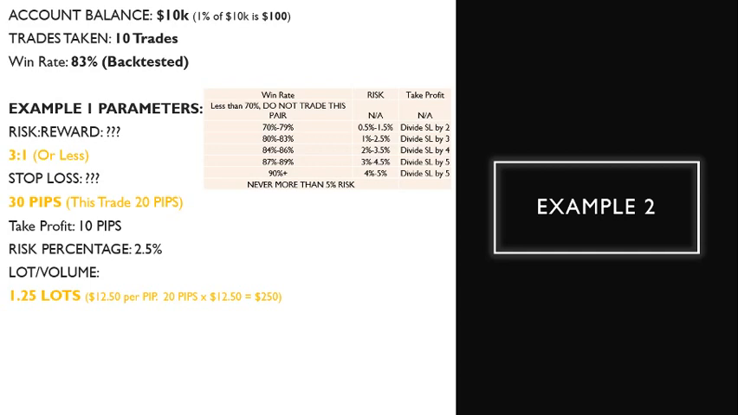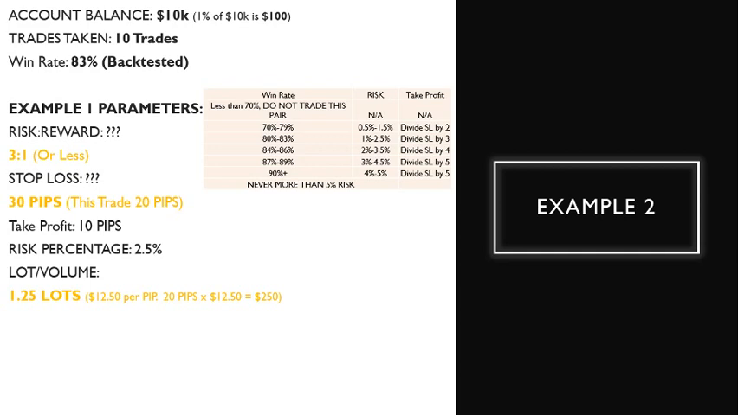125, because it's 2 to 1, right? So it doesn't make sense at first glance. Why am I going to risk twice as much as I'm going to make? How would that make sense? Why would anybody want to do that? Well, it doesn't make sense unless you understand your win percentage, right?